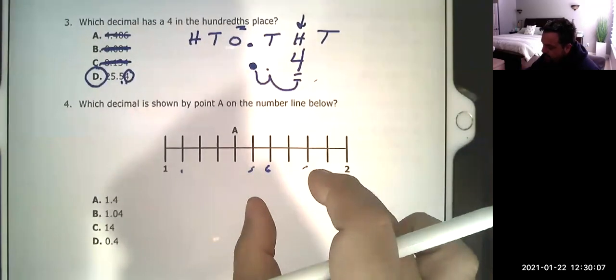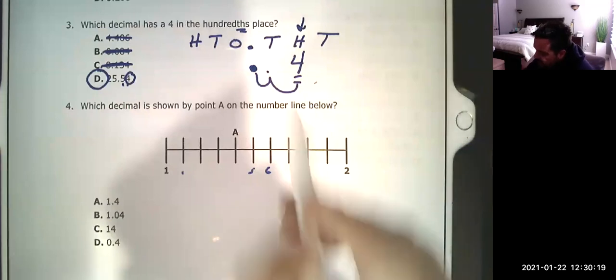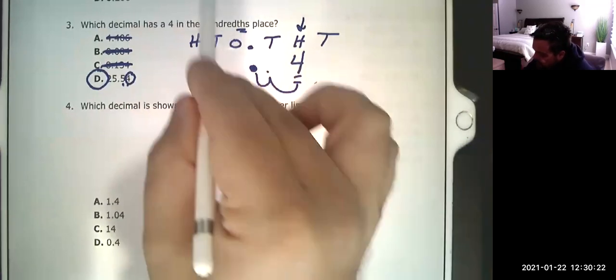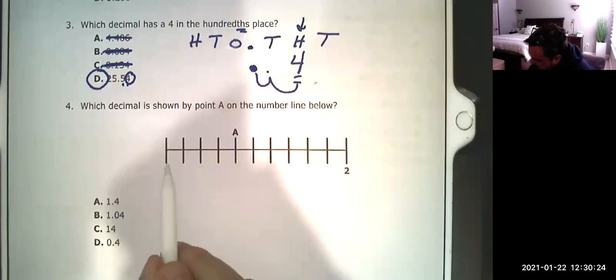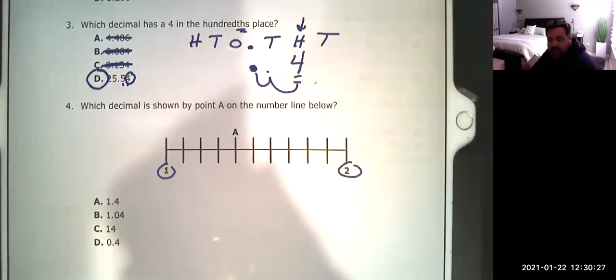All right. Let's go on to number 4. Number 4 says, which decimal is shown by point A on the number line? Pause me right now and figure it out. Okay, if you have your answer, now you're going to look for your explanation. So we know that our answer has to be between 1 and 2, right? It has to be some number between 1 and 2. Well, this one, 14, is not between 1 and 2. So remember, part of our strategy is to eliminate choices that don't make sense, right? Not to get confused.